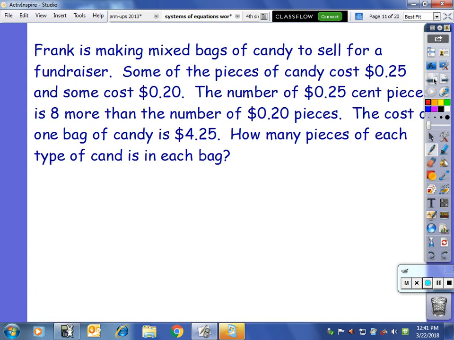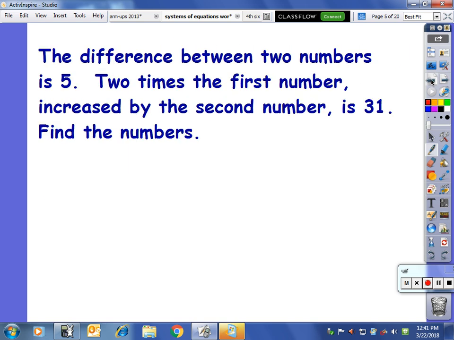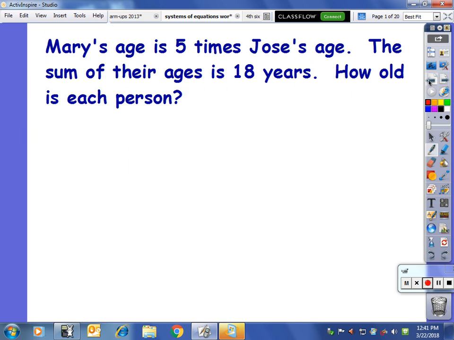Okay, let's look at some that are kind of easy. Let's go back to the beginning of this. Now, we did problems like this in the first 6 weeks, except we did them with a variable box. Do you remember those? Now, we're going to do it now with a system of equations. Okay, so we're not going to let one be x or anything like that. We're just going to call Mary M and Jose J.